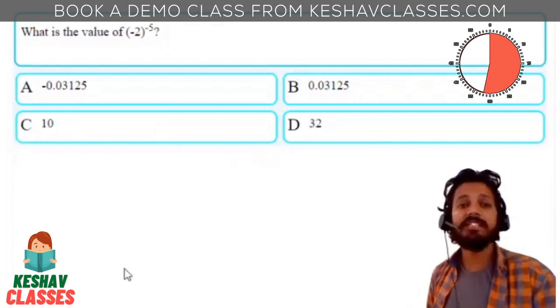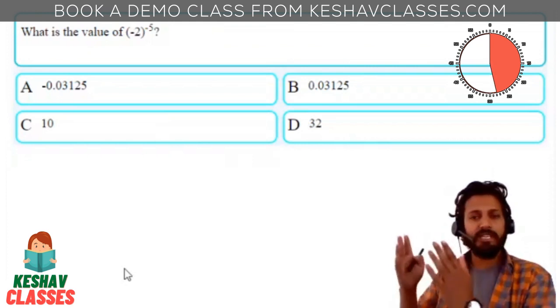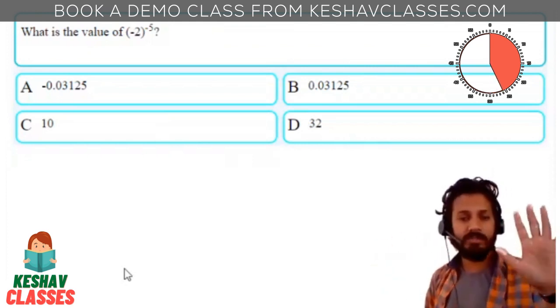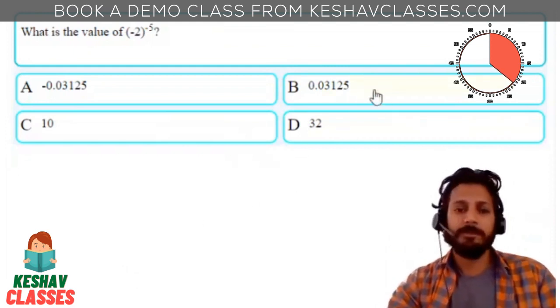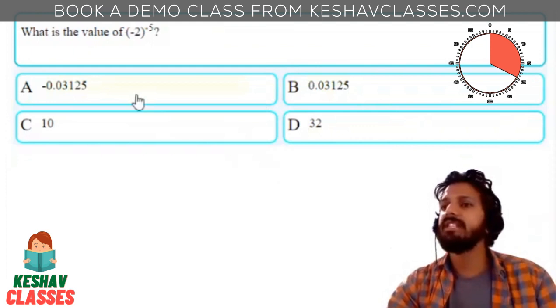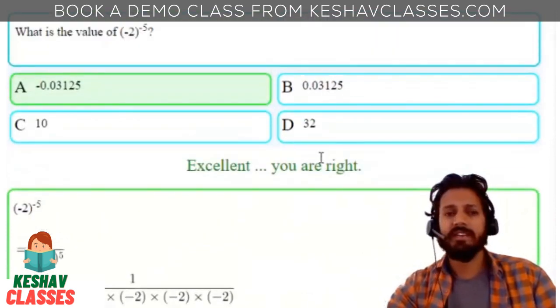Because the exponent is odd, it's going to have -2 multiplied 5 times. That means the final result has to be negative. If I look at all the options, all 3 of them are positive. Only this one is negative. We really don't need all this calculation. We just have to see why negative. Next one.